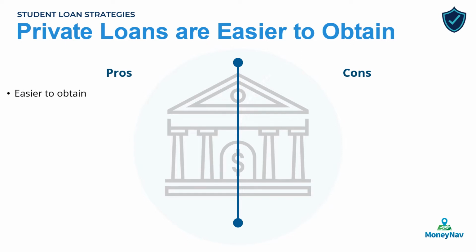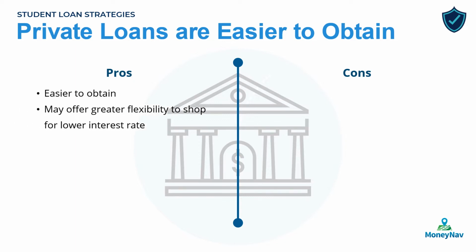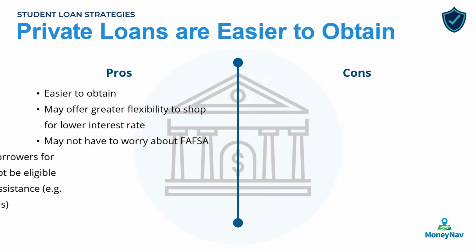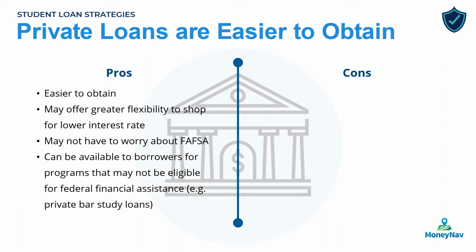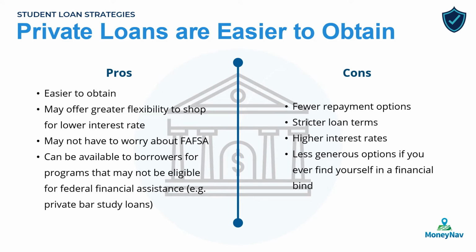Private loans can be easier to obtain, and since they're offered by private institutions, you may be able to shop around for the best interest rates. Also, you may not have to complete the FAFSA application, which makes these loans an option for those who are not eligible for federal programs. On the flip side, though, the terms are usually more limited and more strict. If you find yourself in a financial bind, a private lender is less likely to work with you to find a solution.